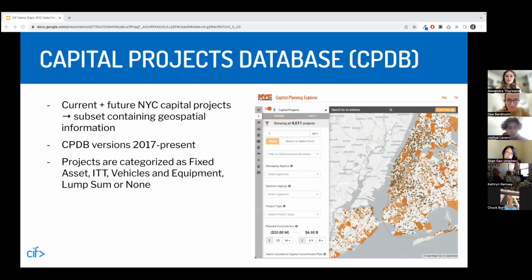So the next step was to get the geospatial information. And for that, we used the Capital Projects database as our source, which is an internal data product built and maintained by the DCP data engineering team. CPDB contains data relating to all current and planned New York City capital projects, a subset of which have been mapped to geospatial information. Every project in the Capital Projects database is assigned a category, either fixed asset, ITT vehicle and equipment, lump sum, or no category. And in creating this data product, we used all the historical versions of this database dating back to 2017.